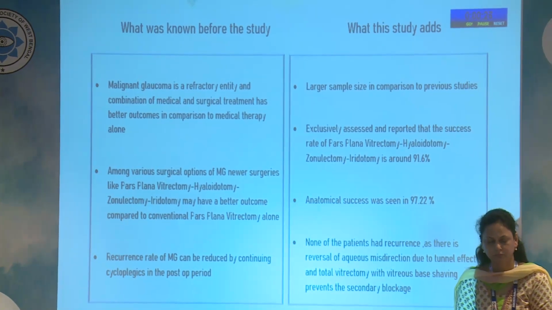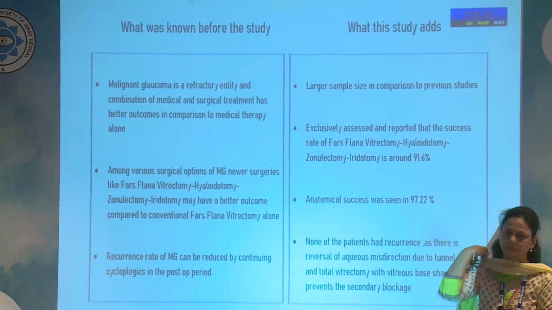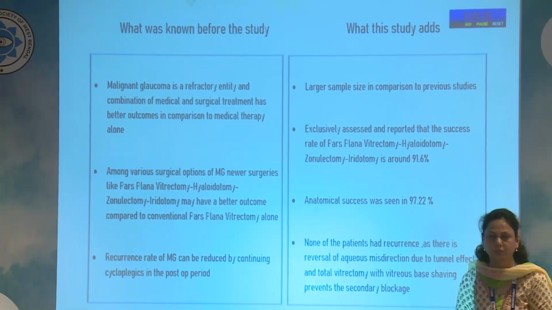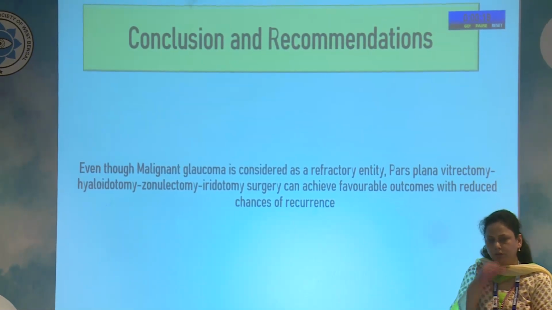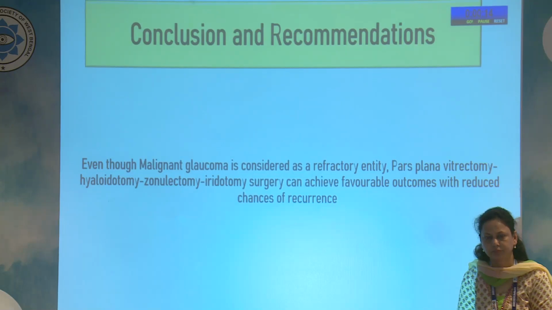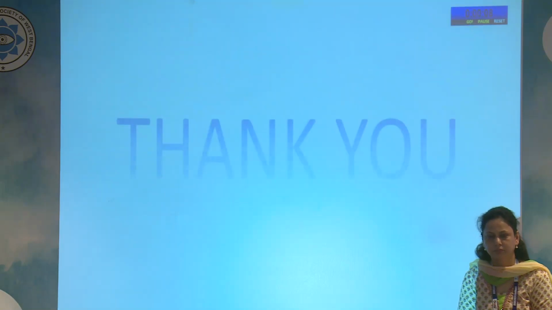In addition to that, the total vitrectomy and vitreous-based shaving done in the surgery prevents secondary blockage of the tunnel that is already created. To conclude, even though malignant glaucoma is considered a refractory entity, pars plana vitrectomy, hyaloidotomy, zonulectomy, and iridotomy surgery can achieve a favorable outcome with reduced chances of recurrence. Thank you.